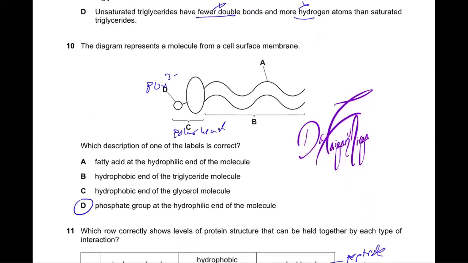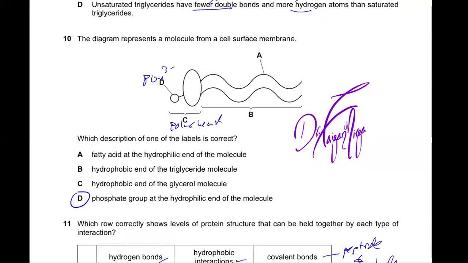Part A, B, C, and D are labeled. Which is the correct label for the description? D is phosphate group. So this is the correct label. C is not the hydrophobic and the glycerol. B is not the hydrophobic end of the triglyceride molecule. And this is not a triglyceride molecule. It's a phospholipid. That's why it's not triglyceride. That's why option B is incorrect. Fatty acid and hydrophilic end of molecule is A. Again, that's incorrect because this is the region which is hydrophilic.